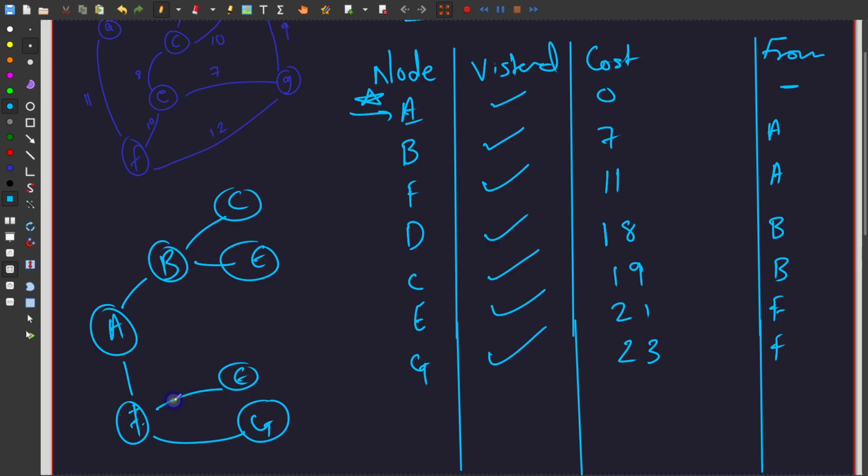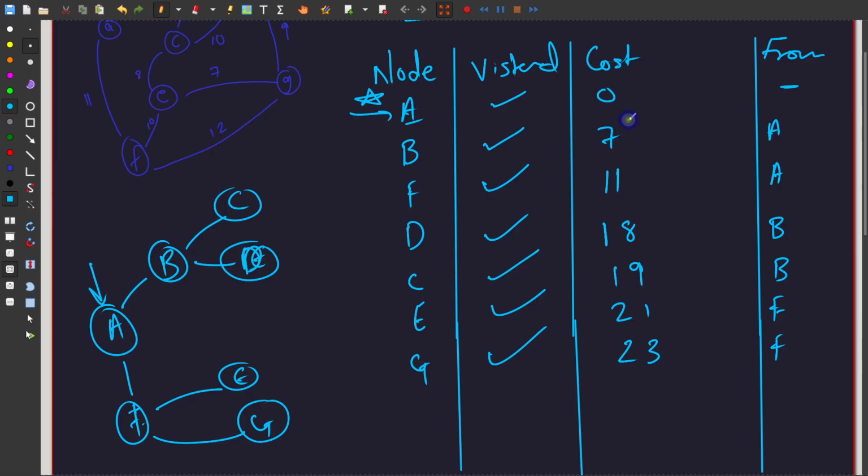A, B, C, where is D actually? Oh, this is supposed to be D. I wrote an E here, but yeah, I think that is the point. A, B, C, D, E, F, G. So yeah, you can start here and then you can basically get anywhere.